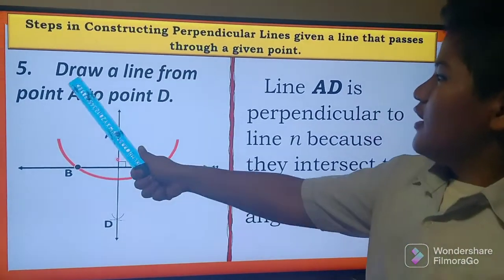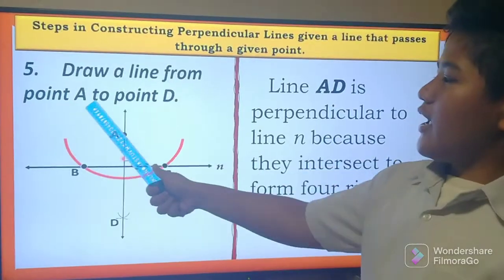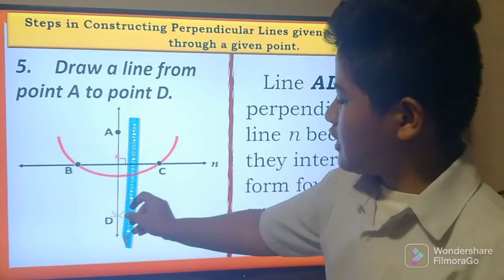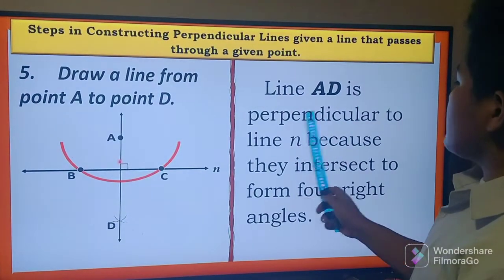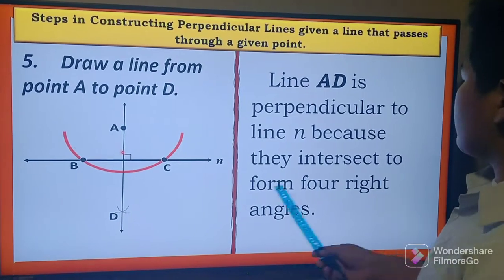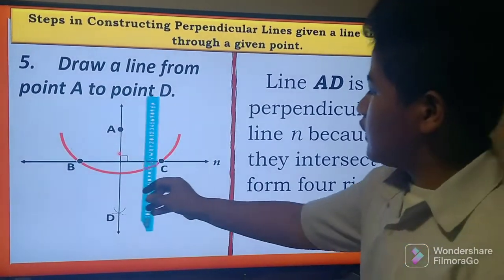Number 5. Draw a line from point A to point D, just like this. Line from A to D. Line AD is perpendicular to line N because they intersect to form 4 right angles.